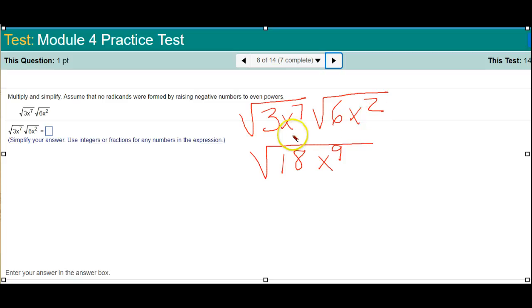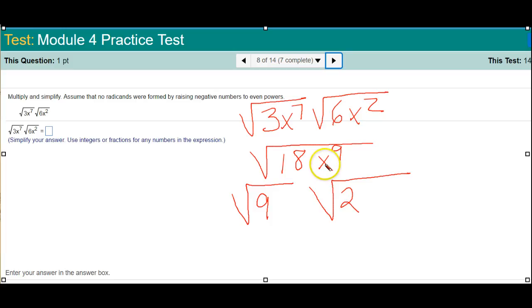multiply the radicands in the normal way. 3 times 6 is 18. X to the 7th times x to the 2nd is x to the 9th. And now we can use that technique of using 2 radical signs. Is there a perfect square factor in 18? Yes, a 9. And what's left over is a 2.